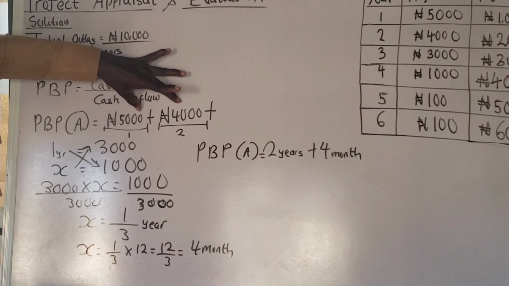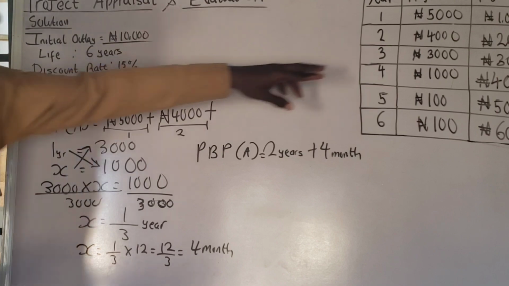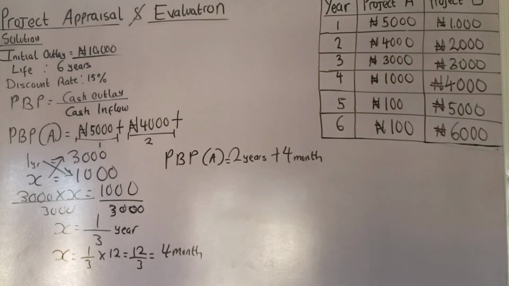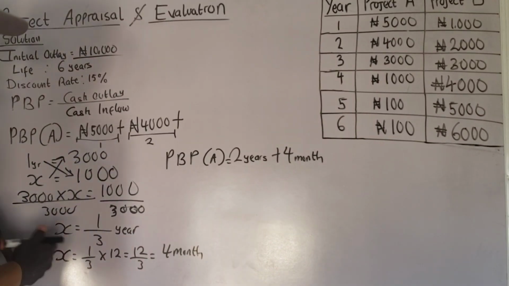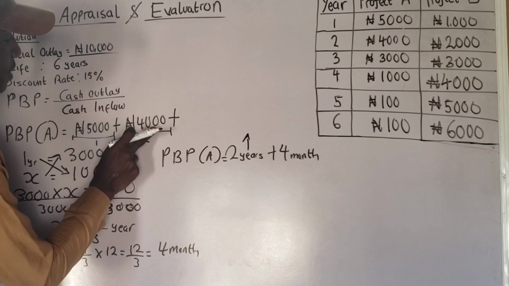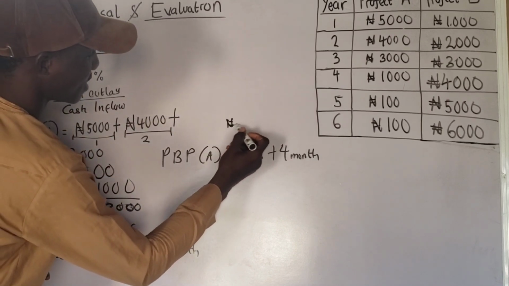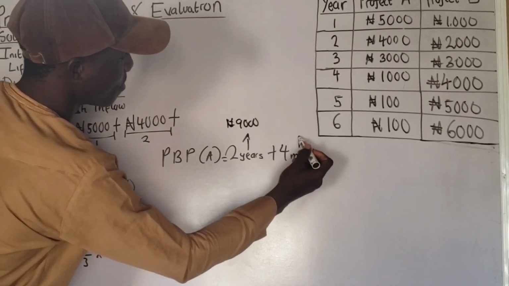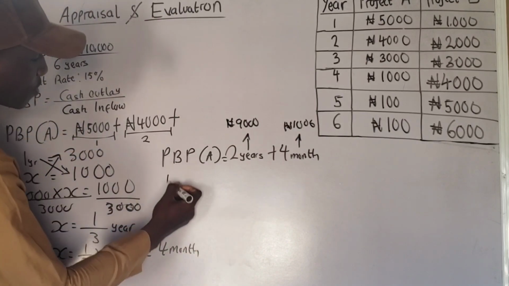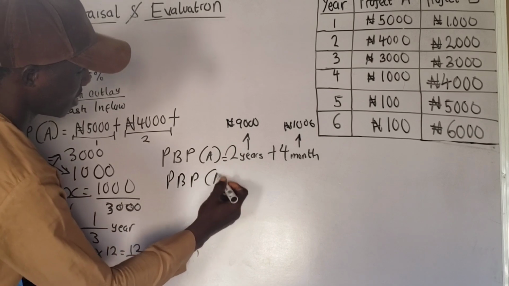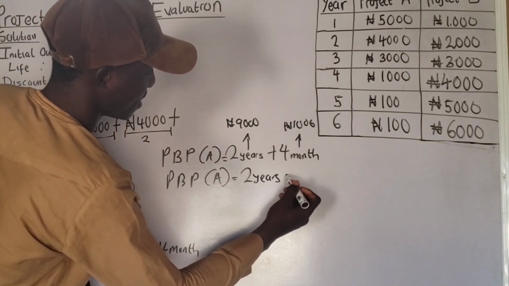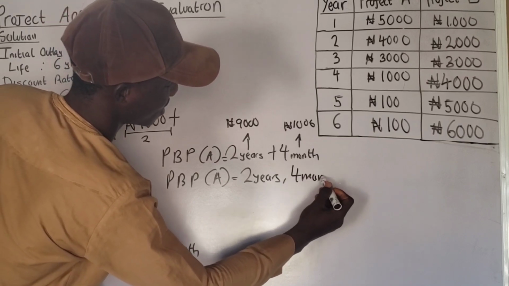If I add this together, it is what? 9,000 naira. If I take 3,000, which is here, it will be more than 10,000 naira. Do you understand? So, in 2 years, please pay attention. In 2 years, 5,000 naira plus 4,000 naira, that is what? 9,000 naira. You understand? Now, in 4 months, that is 1,000 naira. So, the payback period of project A is 2 years, 4 months.